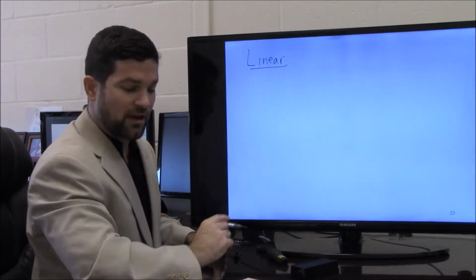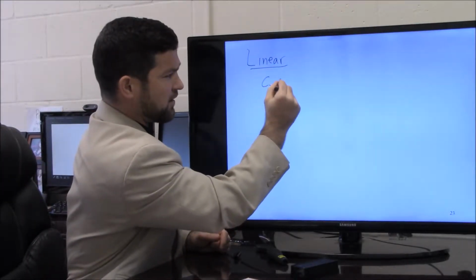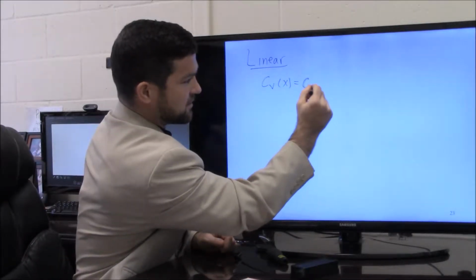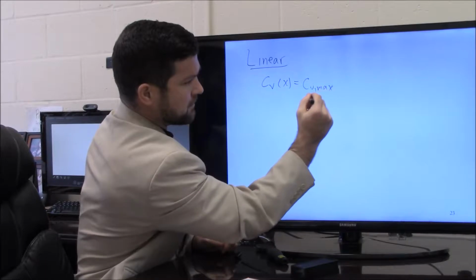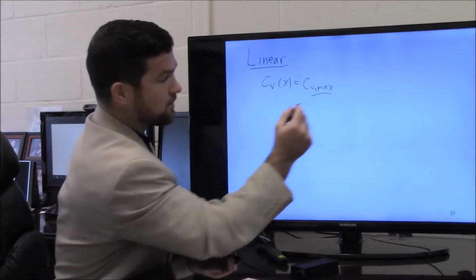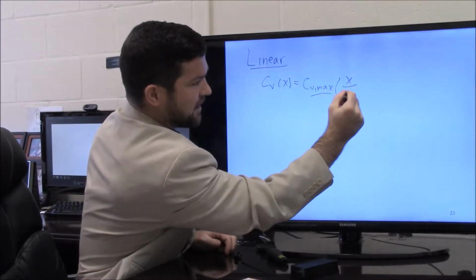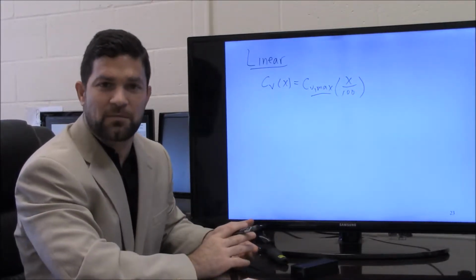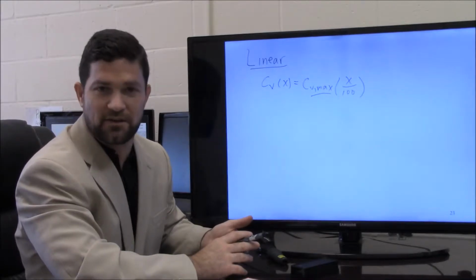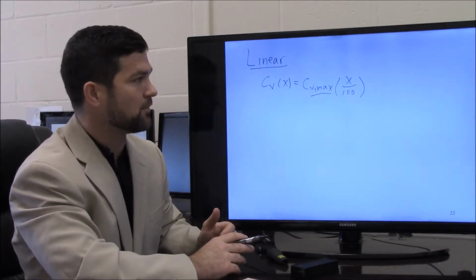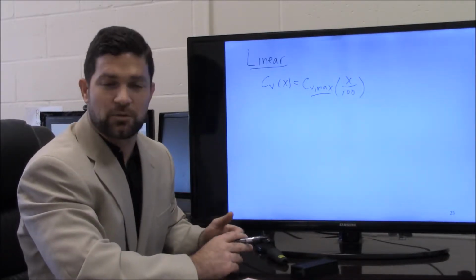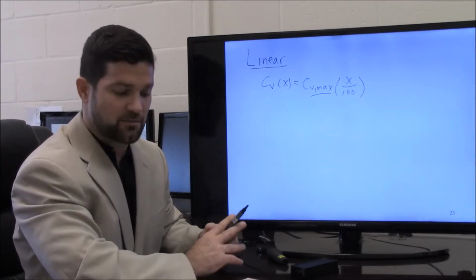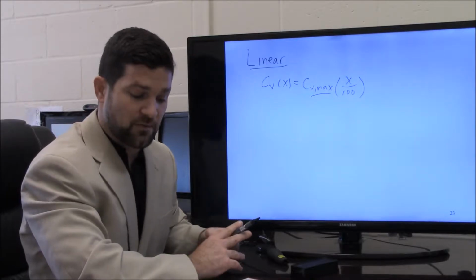Okay, so for linear valves, if we want to know CV as a function of x, CV of x is going to be equal to CV max, right? This might be given, times x over 100. So when x equals 0, the valve is entirely closed and CV is 0. There's no flow. When x is equal to 100, the valve is entirely open and the CV is equal to the maximum CV that can be delivered from the valve.